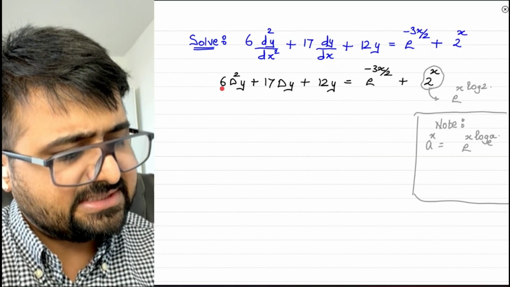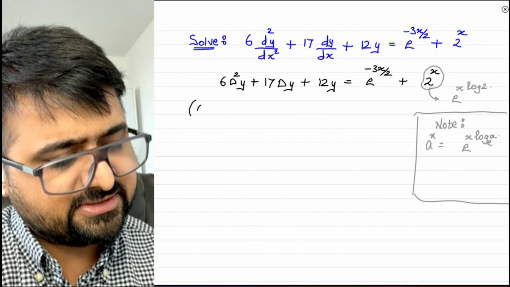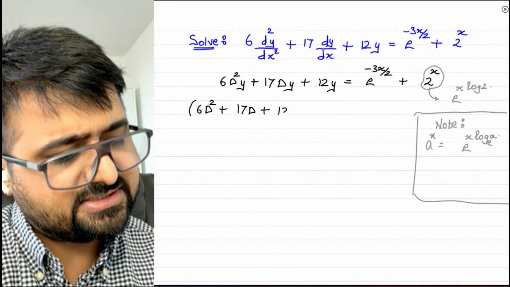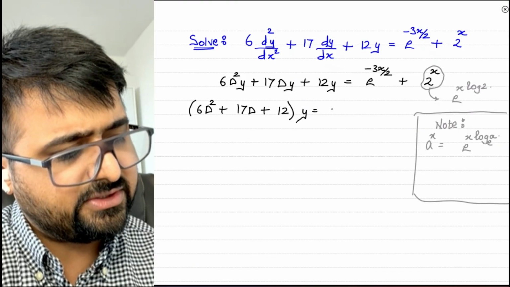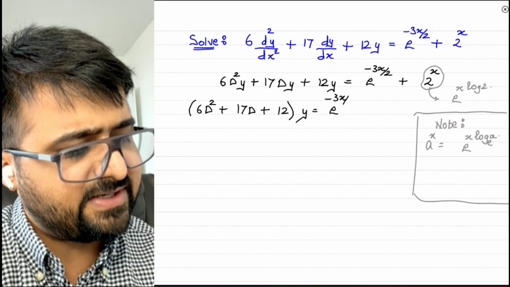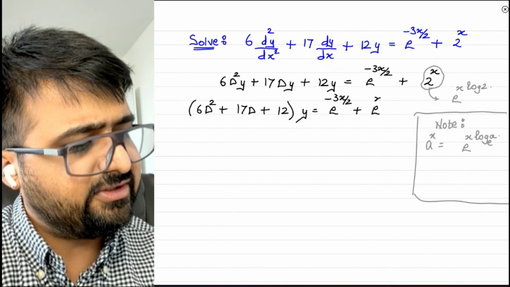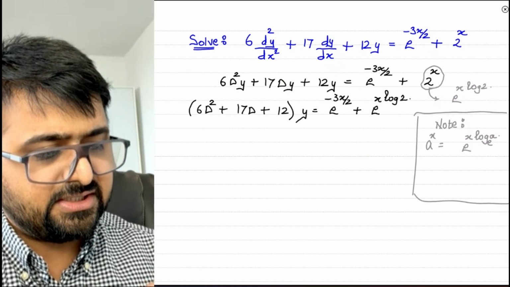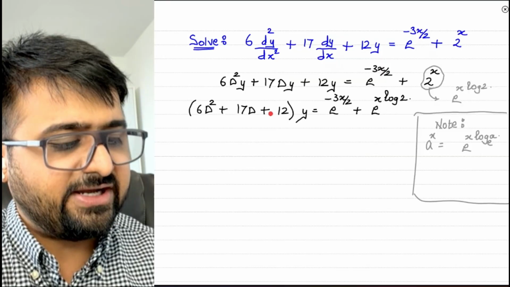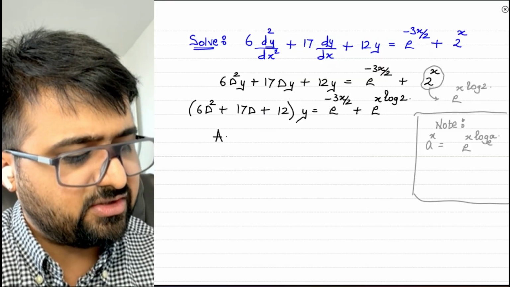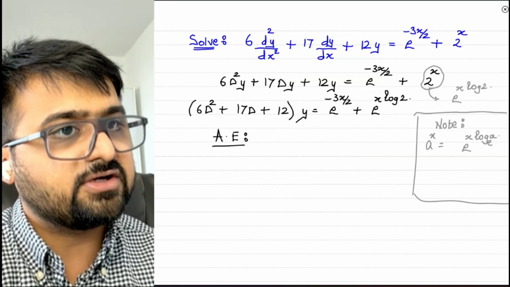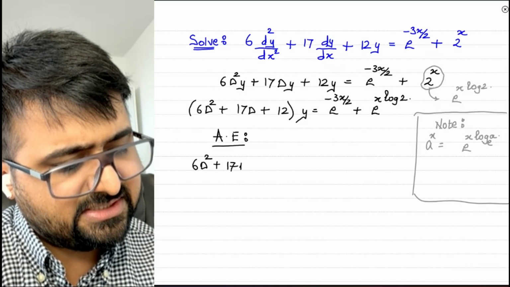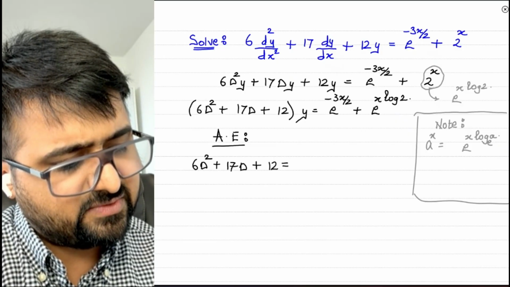All right. Now let's factor out y. So this will become 6D square plus 17D plus 12 times y is equal to e to the power minus 3x by 2 plus e to the power x log 2. I hope that much makes sense. In order to find the complementary function, let's first find the auxiliary equation. So the auxiliary equation here is 6D square plus 17D plus 12 is equal to 0.